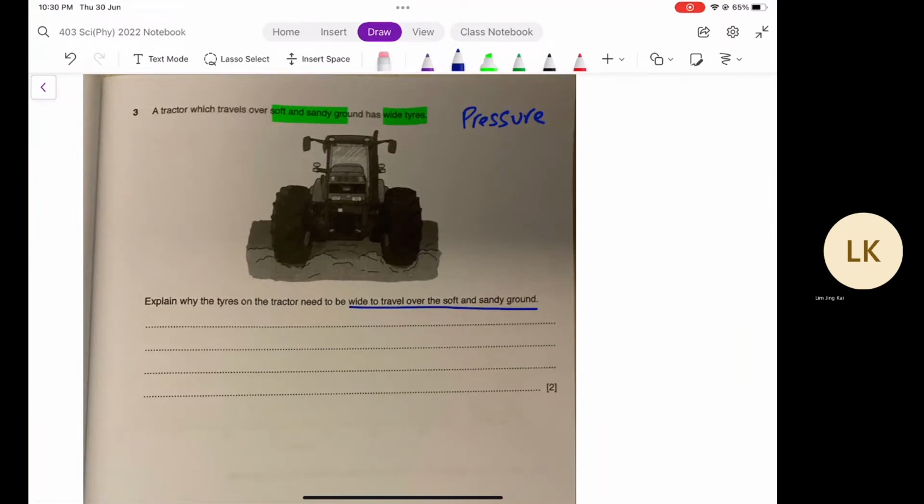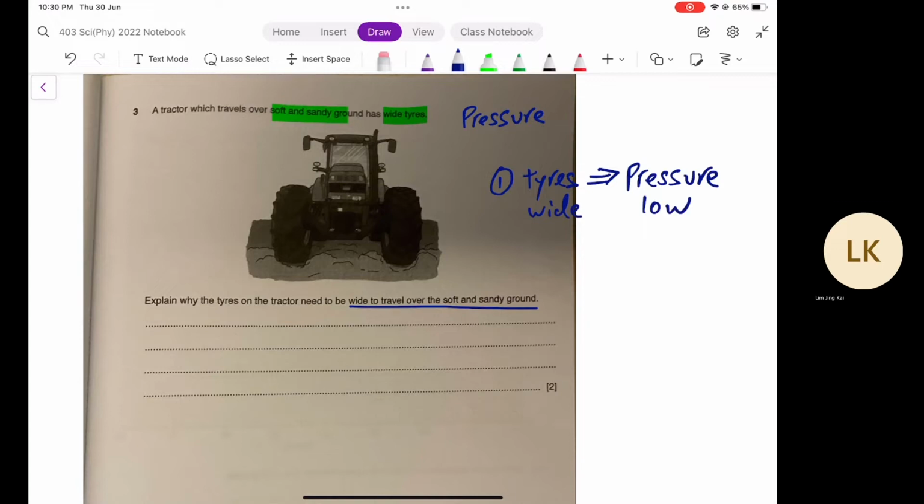Okay, so I will not give you the full answer because it really depends on how you write your answers, but here are some things that we are looking out for. For you to get the first mark, you need to be able to link that the tires is somehow related to pressure. In fact, wide tires will give us low pressure because the force is distributed over the wide tires. So this makes the area in contact with the ground to be smaller.